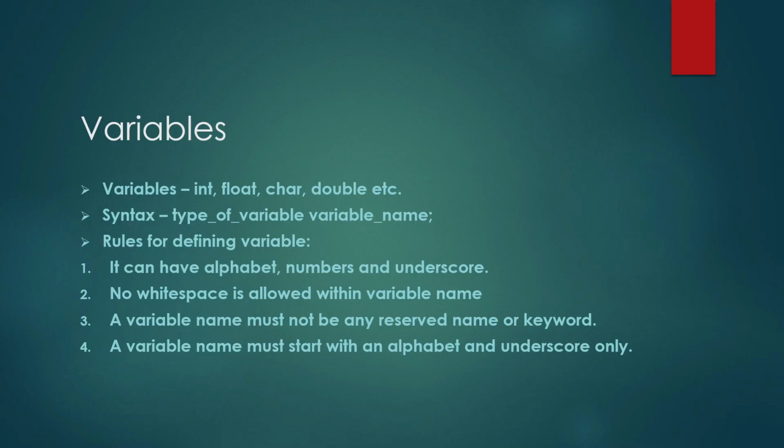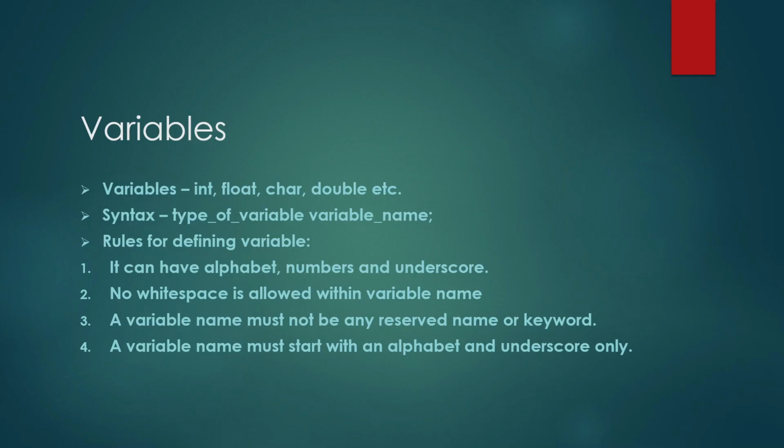The syntax is given as type of variable, where the type has been declared above, and the variable name can be anything. A variable is a name of memory location. It is used to store data. Its value can be changed and it can be reused many times. It is a way to represent memory location through symbol so that it can be easily identified.